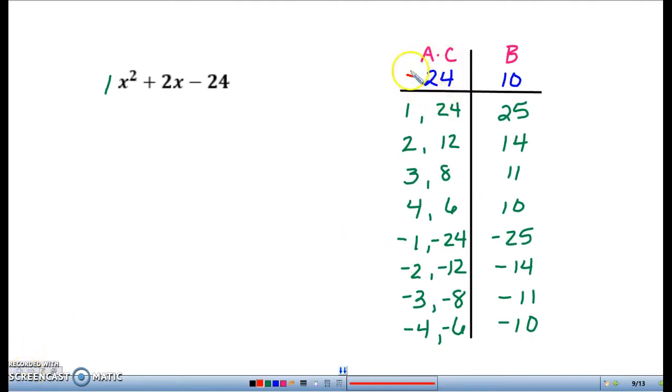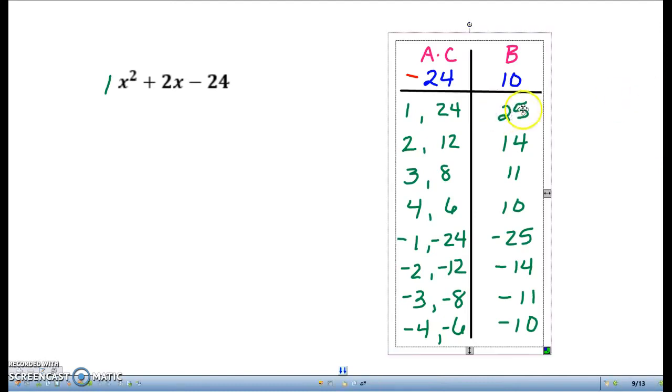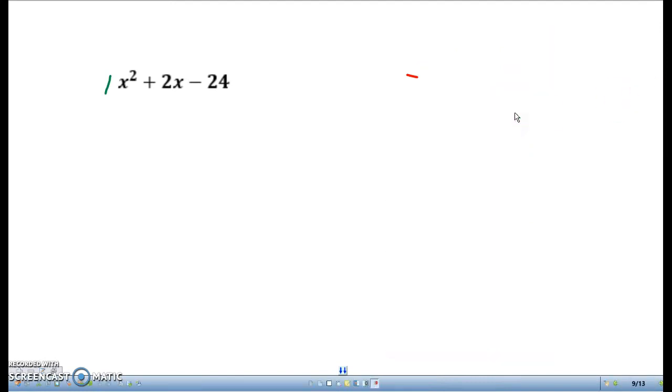If your product of AC is negative 24, when you multiply these together, you get negative 24. So we're going to have to rework this t-chart. Okay? So let me just delete it. Get rid of that. We're just going to have to build the whole thing all over again. That's okay. We can do that.